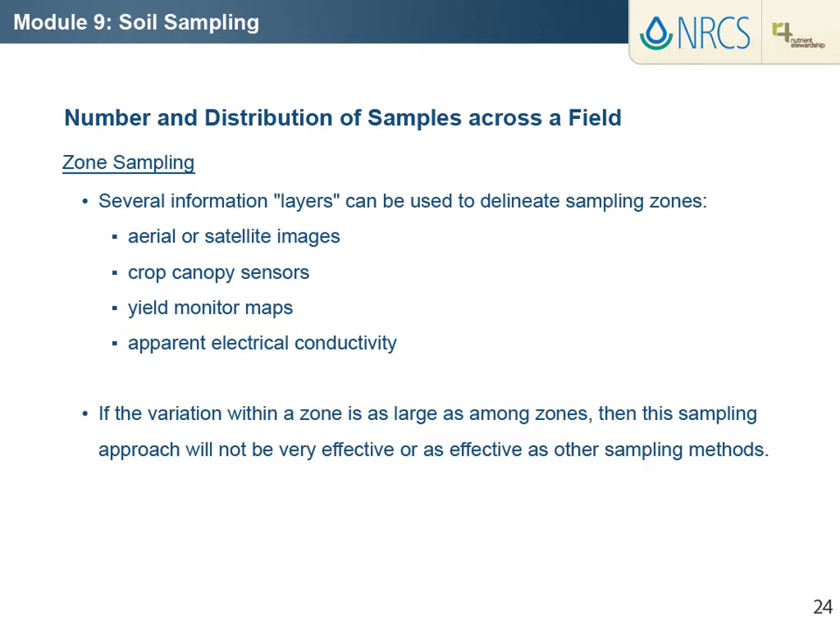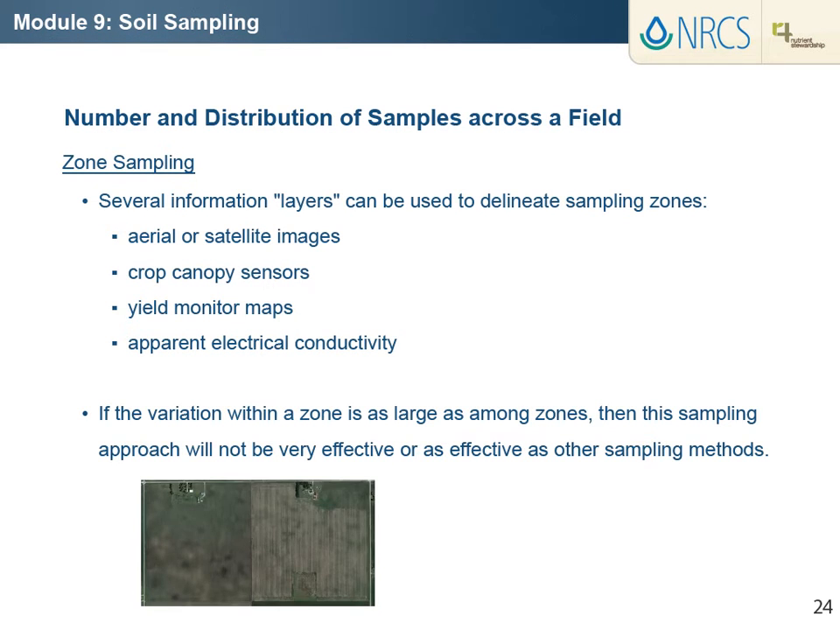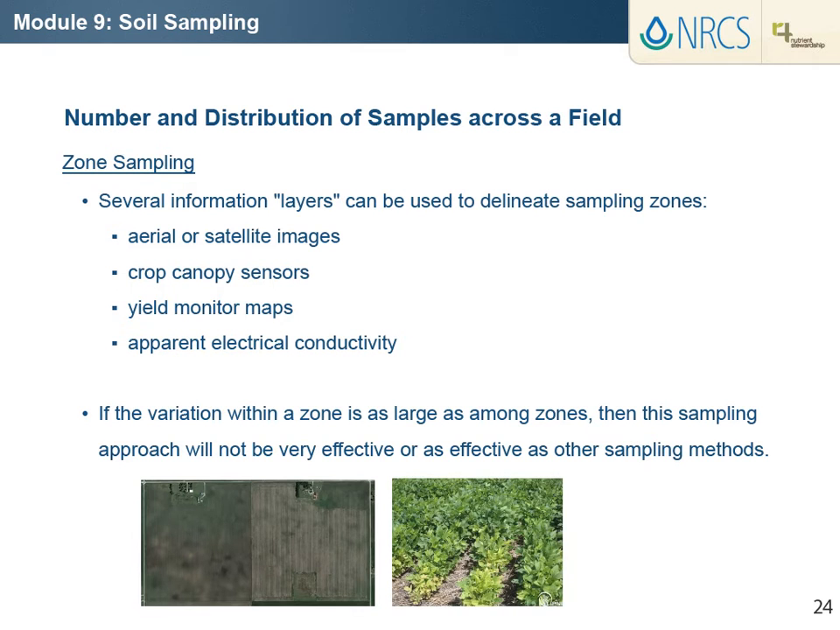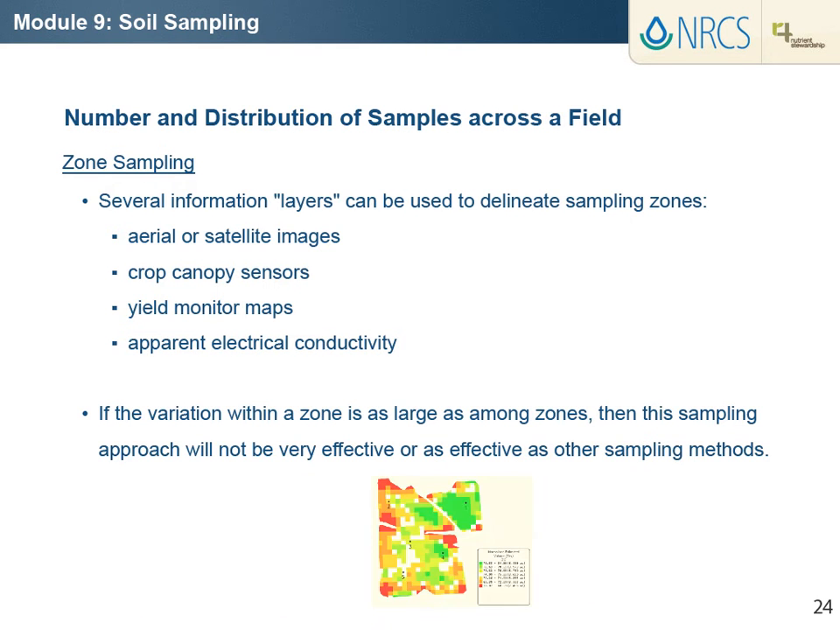Several information layers can be used to delineate sampling zones. For example, aerial or satellite images could distinguish between soils with different percentages of organic matter, crop canopy that reveal nutrient deficiencies, and even areas with different growth patterns. Yield monitor maps and apparent electrical conductivity maps may also be helpful in identifying zones that could be sampled separately.